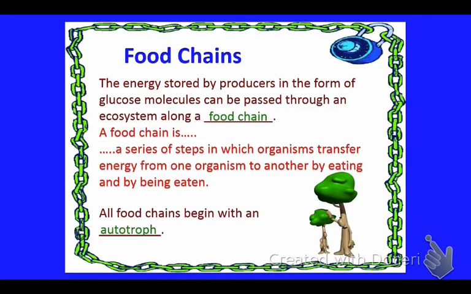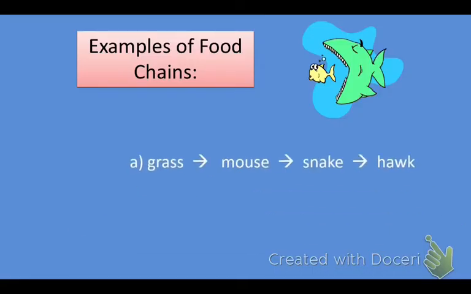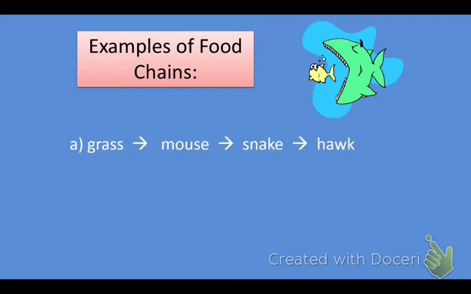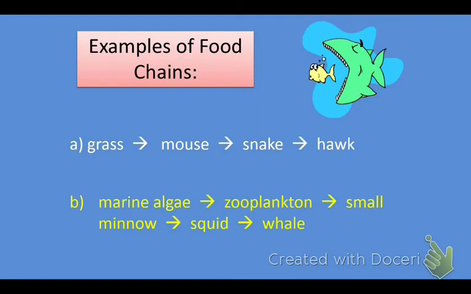All right? All food chains begin with what? An autotroph. It has to start with a plant, right? Because plants are the only thing that can get energy from the sun. Examples of food chain. So the grass is eaten by the mouse, is eaten by the snake, is eaten by the hawk. You always draw the arrow towards what's eating it. Another one, marine algae to the zooplankton, to the small minnow, to the squid, to the whale.